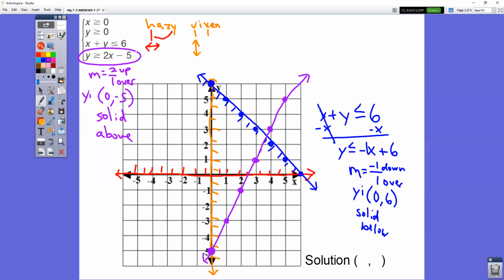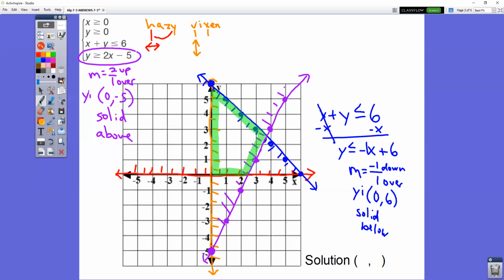And we are going to shade above that line. So above the line is over in here. Now, again, we want where all 4 of these come together. All 4 of these come together right in this green area. If we take a look at our shading, it comes together all inside that green area.